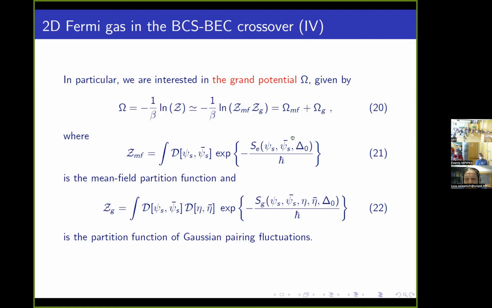The mean field one is simply obtained by introducing the pairing field after a Hubbard-Stratonovich transformation, but then putting this pairing field equal to a constant in space and time. And in this way, you simply get the mean field partition function. Instead, the partition function for the Gaussian fluctuations is more complicated because you have to do a quadratic expansion of the pairing field around the uniform contribution, that is this delta naught. So the procedure is quite complicated. I only show the main results.